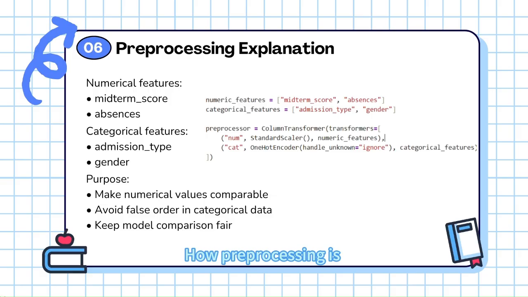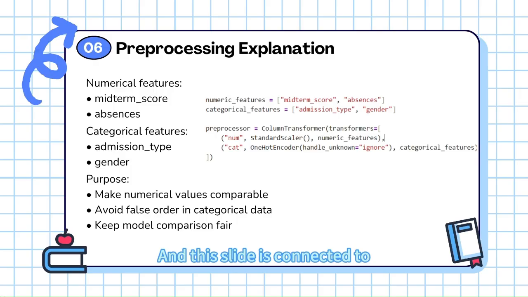Now, how preprocessing is implemented in the program. The numerical features are in the first row on the left, and the categorical features are in the second row on the left. Then the program uses ColumnTransformer to apply different preprocessing methods to different columns. This means that numerical features are processed by StandardScaler and categorical features are processed by OneHotEncoder.